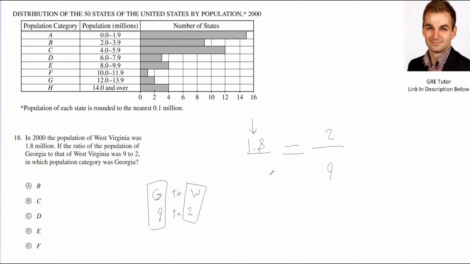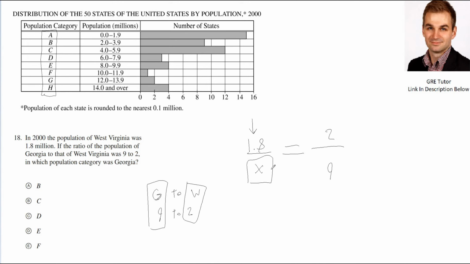9 goes on the other side, and then the Georgia population is what they're probably going to ask us to find. And they say, in which population category was Georgia? Okay, so they don't want to know the population of Georgia, they want to know the category, which are these placeholders that I mentioned previously. All right, so we solve for it. So consider this to be x, and you have to solve for this.